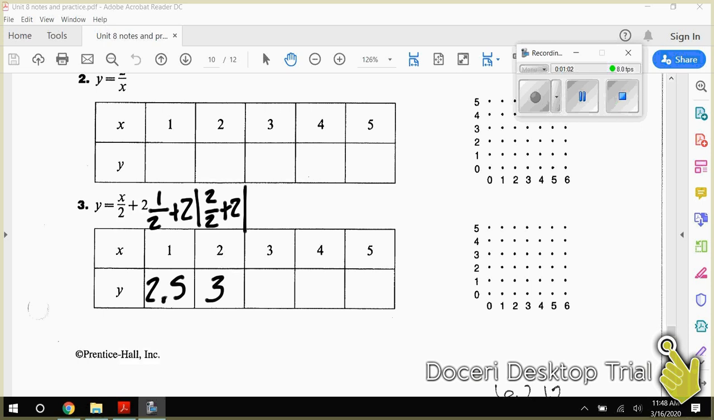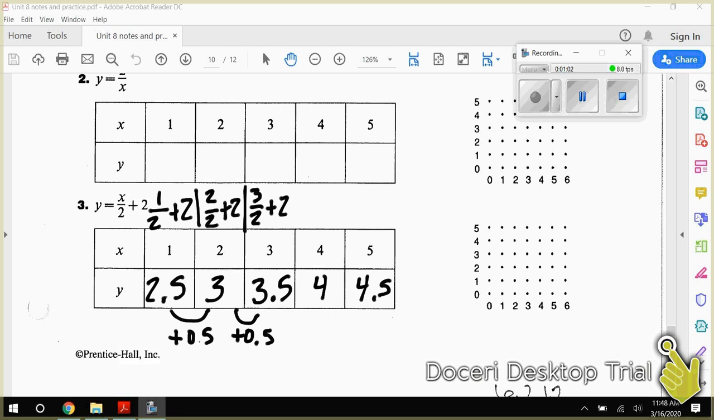Okay, I'm just kind of drawing the line to separate the problems. Here I'm doing 3 divided by 2 plus 2. Well, 3 divided by 2 is 1.5. So we're going to get 3.5. So hopefully you kind of notice the pattern here. From here to here, we're adding a half. From here to here, we're adding a half. So the next number, again, following that pattern, we would get 4 and 4.5.